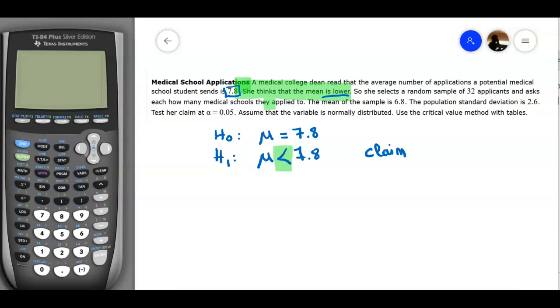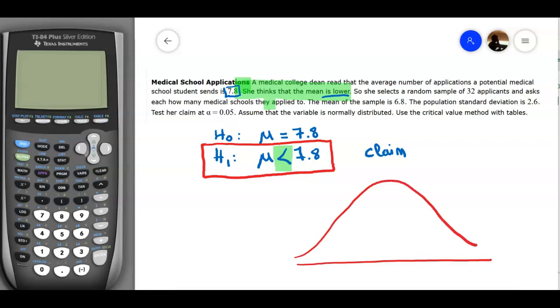Now, whether it is a one-tailed or two-tailed test depends on H1. All right, so H1, how do we graph it? The way to graph it is the bell shape. And if this is 7.8, then the mean less than 7.8 will be a left-tailed distribution. All right, so this is a left-tailed test. So this is the area of alpha, the rejection zone, and the totality of alpha would be in here, 0.05.